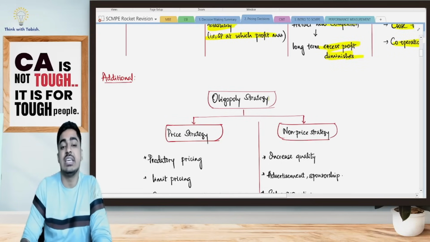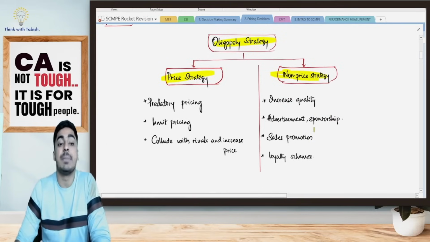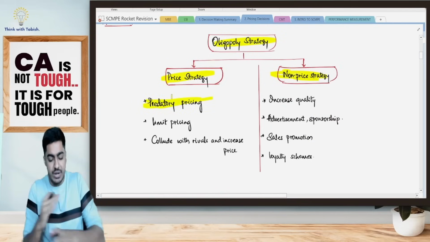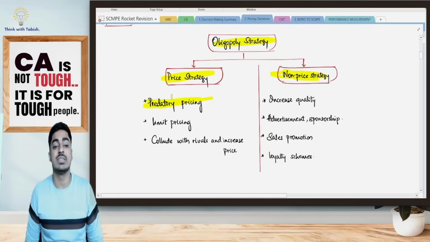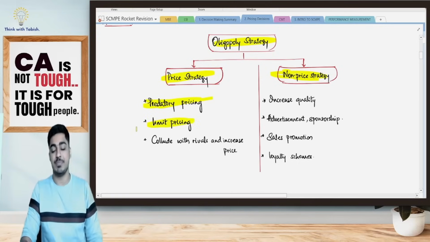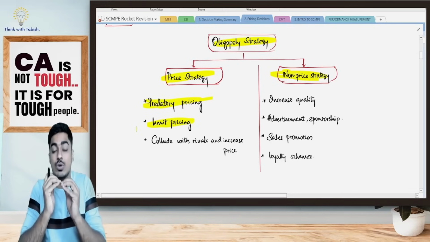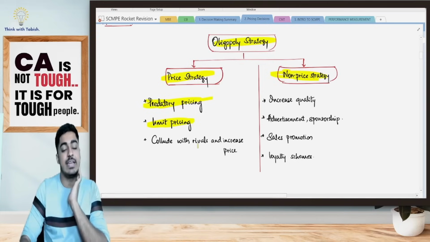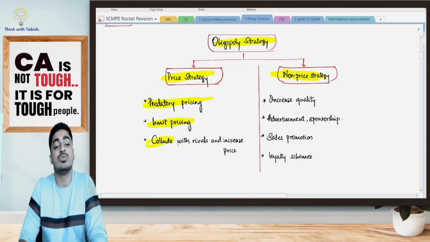Now, strategy in case of oligopoly, you can go for either pricing strategy or non-price strategy. Pricing strategy, you can either go for predatory pricing, going low initially to drive out existing competitors. Predatory, keep it artificially low. Or you can also go for limit pricing, wherein you are keeping your selling price low so that you want to discourage new people from entering. And finally, once you have done that, you can also collude with rivals and increase the price.